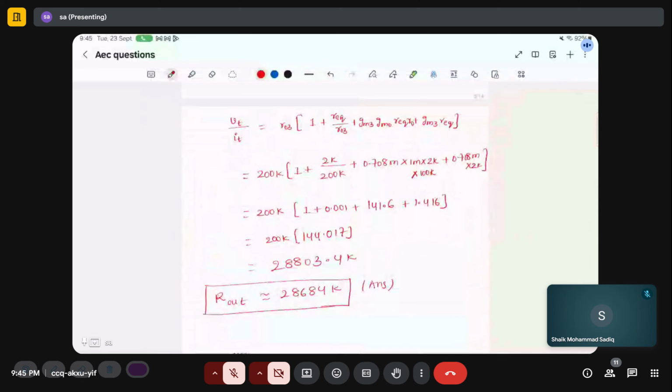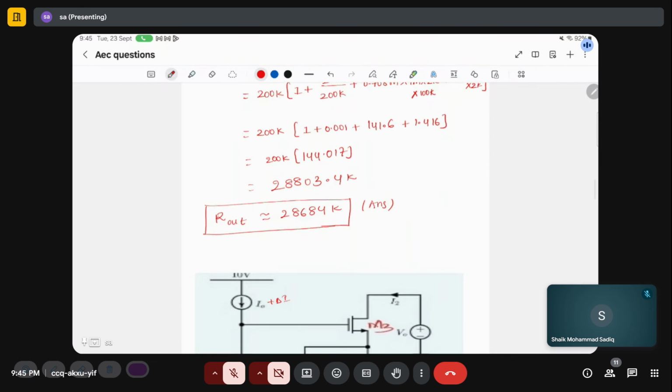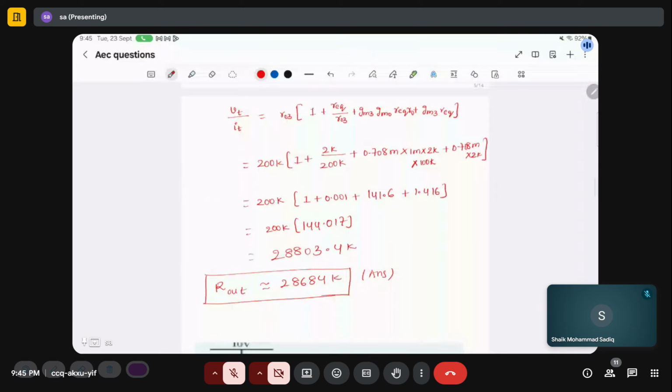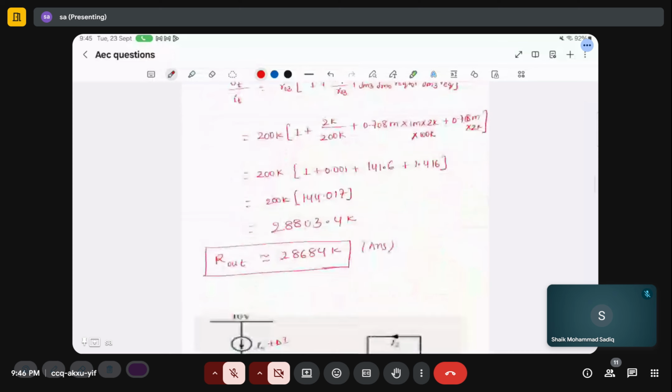I got this equation. I'm putting these values which I got, so I got an answer of 28803. The answer given is 28684, which is approximately okay because we have taken some assumptions. I think it is fine.